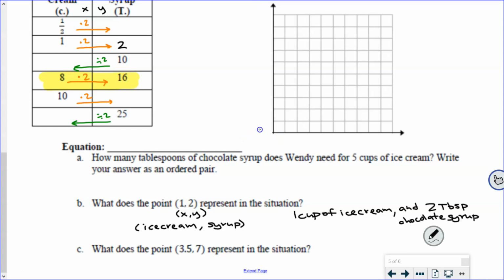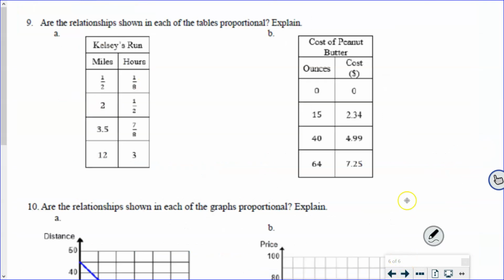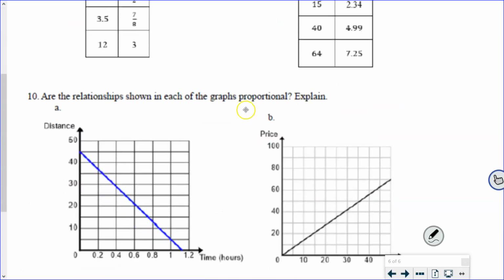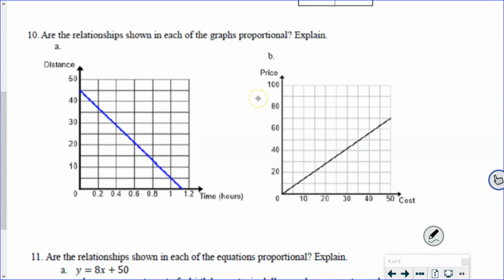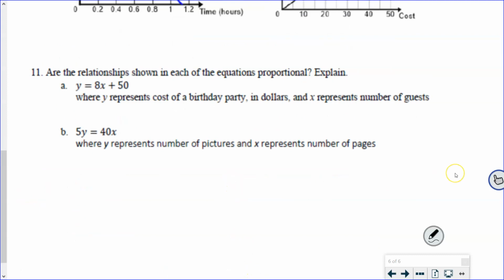Like I said before, the answer key is going to be posted in Canvas, but you have to do your part and complete it and then check your answers. The last ones I'm not going to spend a whole lot of time on because this is just like what we did in our last lesson. Can we tell just by looking at a table if it's proportional or not? Yes, we can. Can we tell just by looking at a graph if it's proportional or not? Yes, we can. How about looking at equations? I'm going to just go over A and B with you.